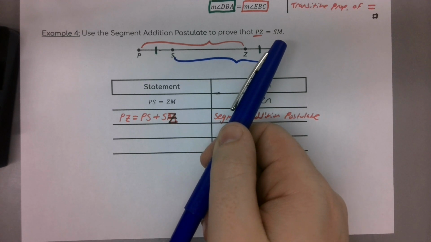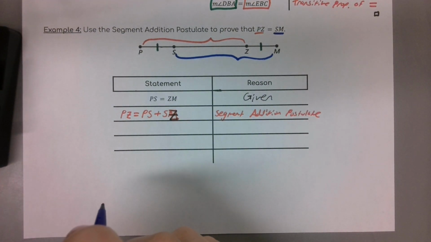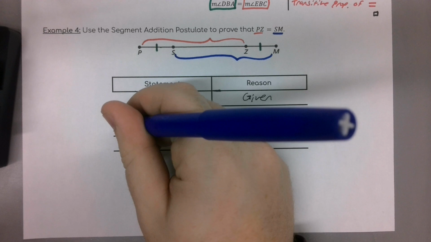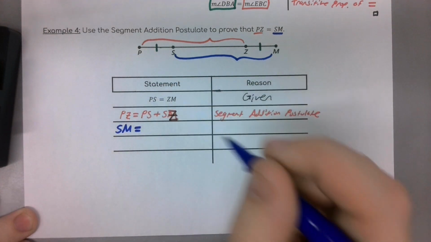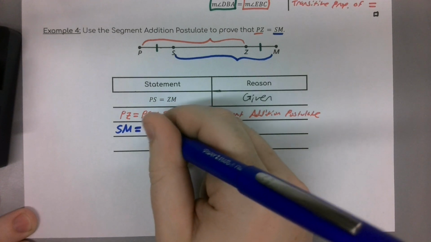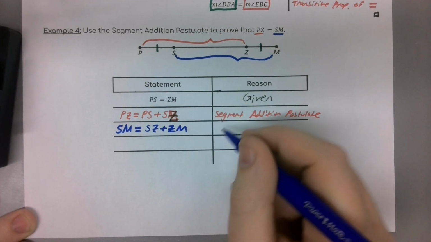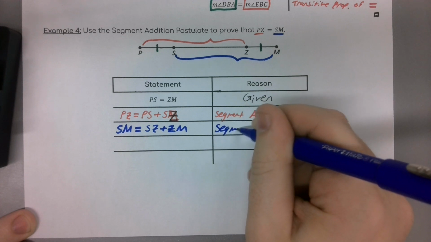Don't we also want SM to be solved for? Personally, I think yes. I think we want to figure out exactly what SM equals. The good news is that SM is just SZ plus ZM. Again, that's the segment addition postulate.